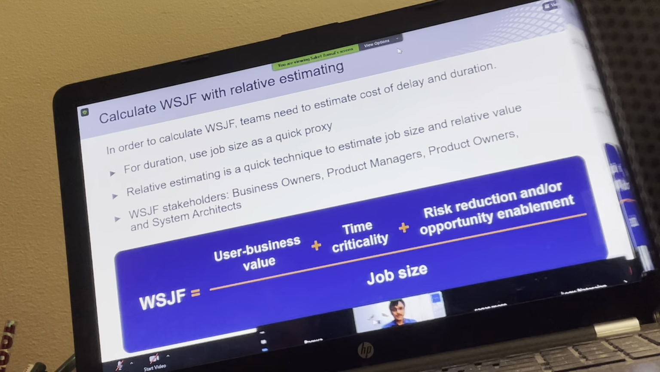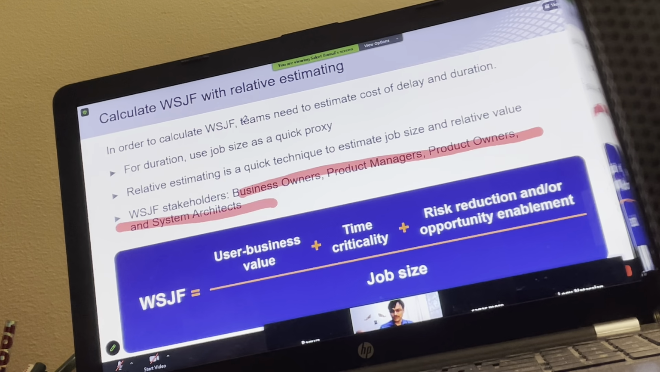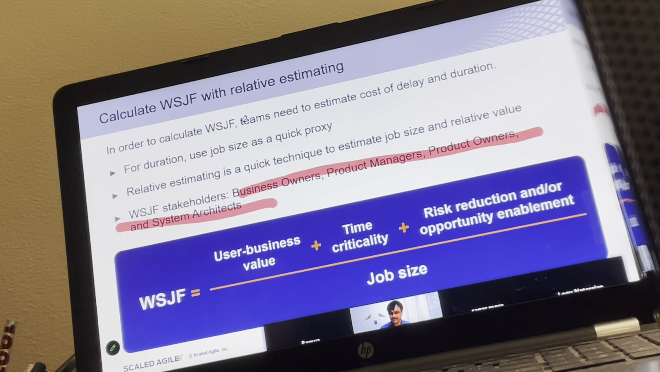Do remember the players in the WSJF, the same players I have been talking about, who are taking care of ART backlog refinement: business owner, product management, product owners, and system architect. And it helps us in estimating the priorities of our ART backlog.